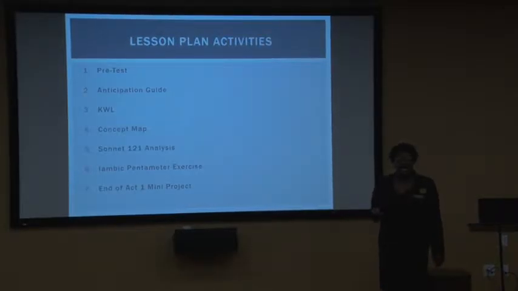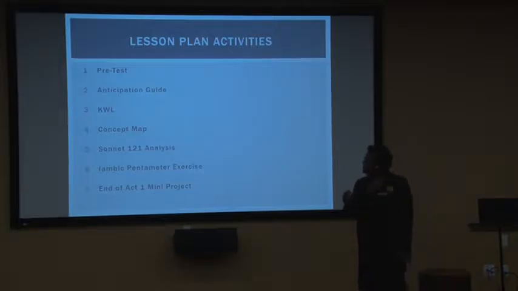Now this is a list of my activities that I have for my lesson plan. I start off with a pre-test, then gave them an anticipation guide, which is just gauging their response on certain general statements that were themes leading up to the play. The KWL, which you just saw, the concept map, which you just saw. An analysis of Sonnet 121. An iambic pentameter exercise. And an end of Act 1 mini project, which they will be turning in to me tomorrow, because I'm still actively in my 10 days of consecutive teaching.